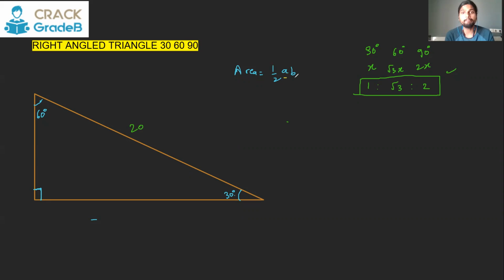So for area, you require base also and height also. But now you know, if the side opposite 90 degrees is 20, the side opposite 30 degrees is going to be half of it, that is 10. And the side opposite 60 degrees is going to be 10 root 3. And you can find the area easily. Area will be half into 10 into 10 root 3. So that becomes 50 root 3. The area will be 50 root 3. Easy. For that, you have to know the ratio for these triangles.